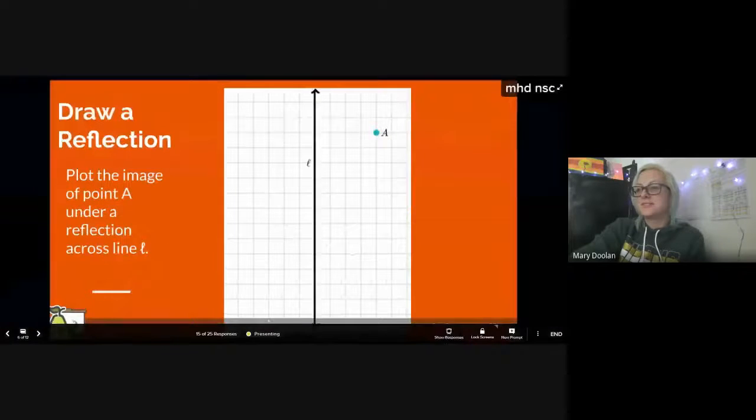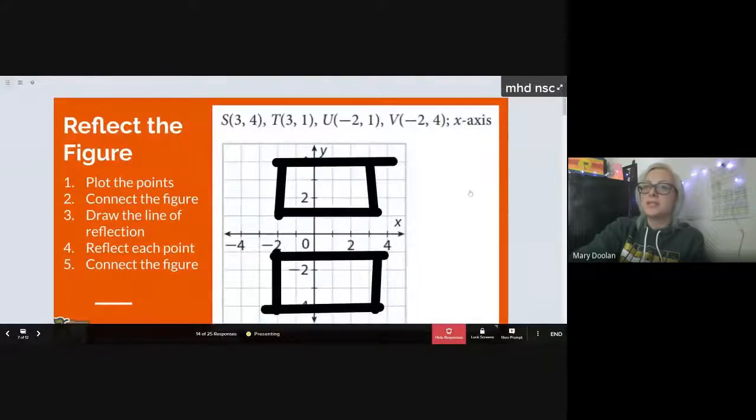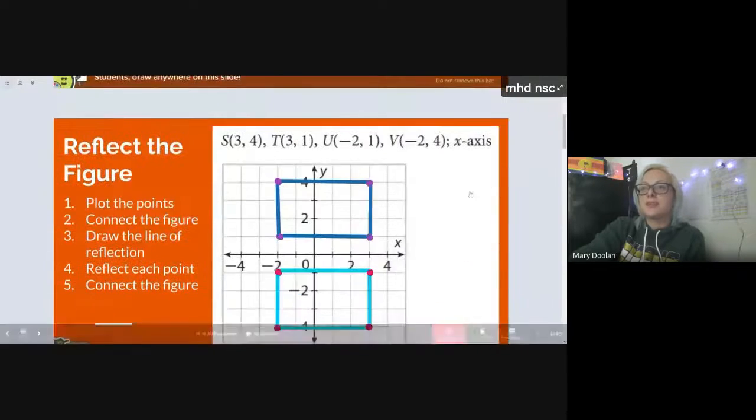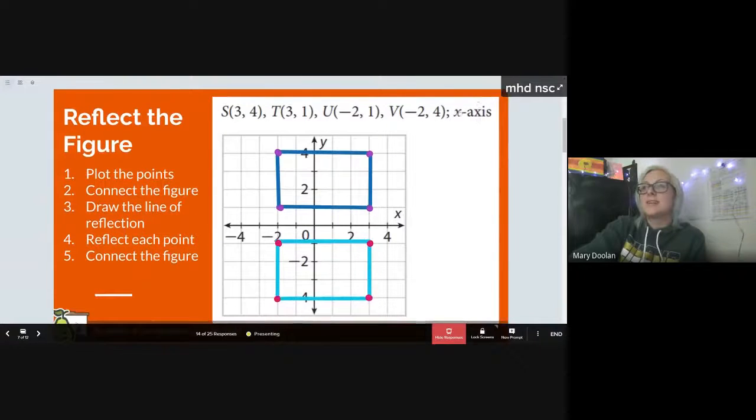All right, and then slide 7, I have some really good responses. So you had to plot the points, connect the figure, and then draw in the line of reflection. So I don't think anyone drew in the line of reflection, but it's the x-axis, they tell you right here, which is here. And if you think about folding this image on the x-axis, these 2 rectangles would line up perfectly. So that is a great reflection.